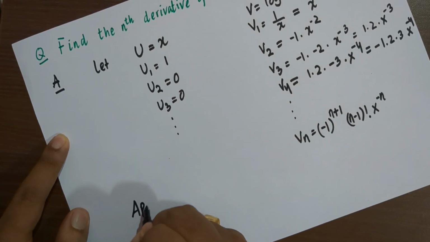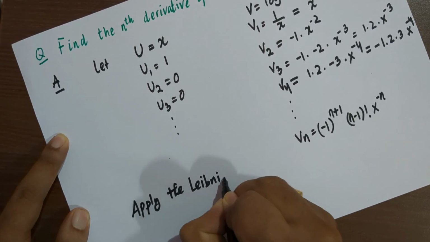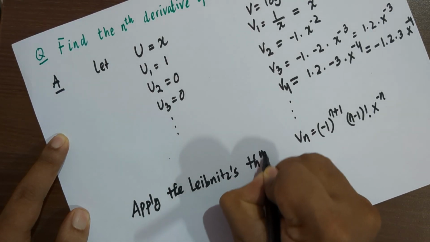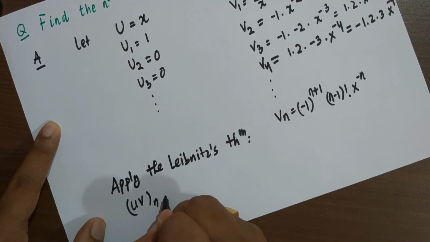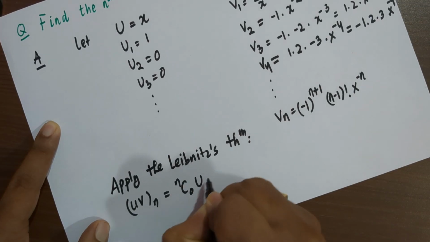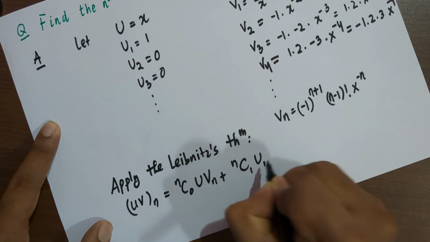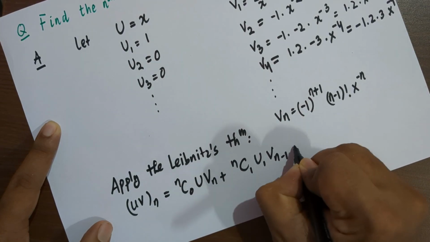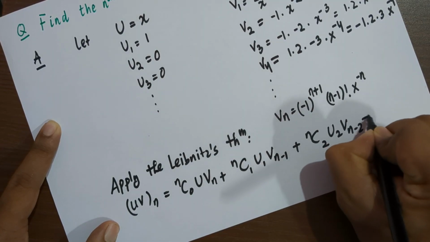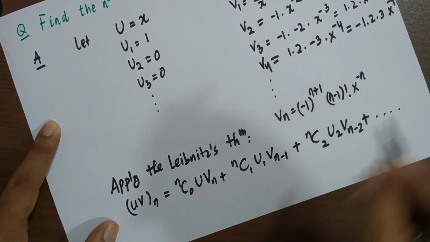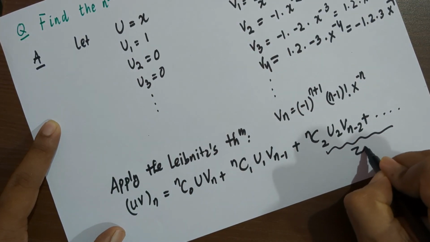Apply the Leibniz theorem. Leibniz theorem says (uv)n equals nC0 u vn plus nC1 u1 vn minus 1 plus nC2 u2 vn minus 2. All these terms are 0 because we have u2 is 0, u3 is 0. So all these terms are 0 terms.